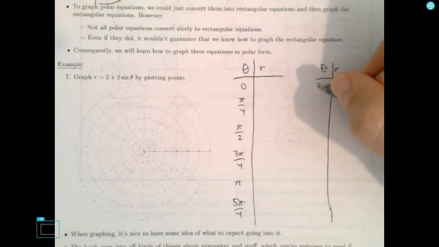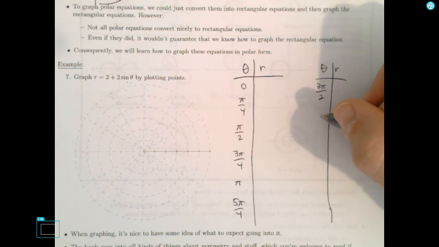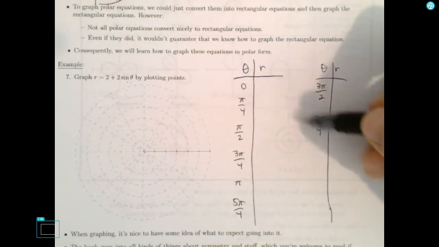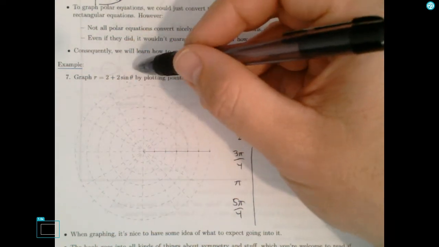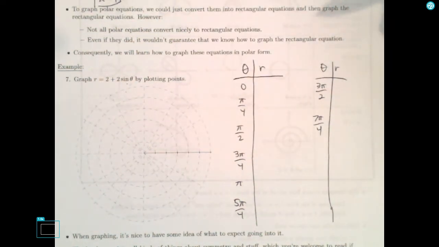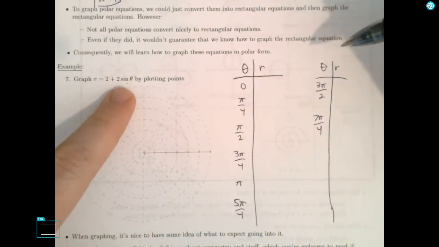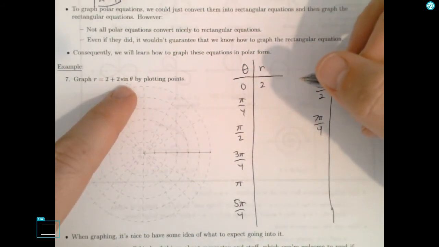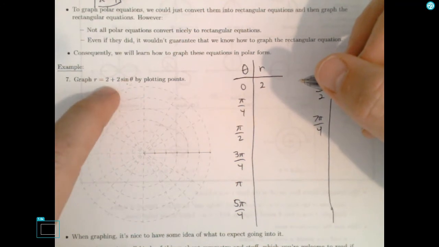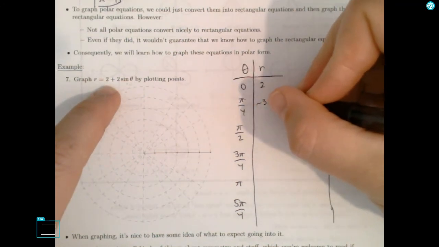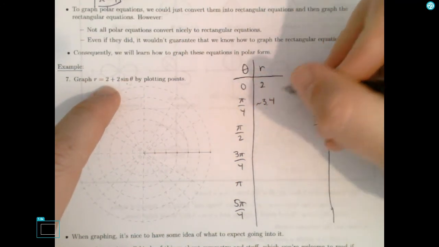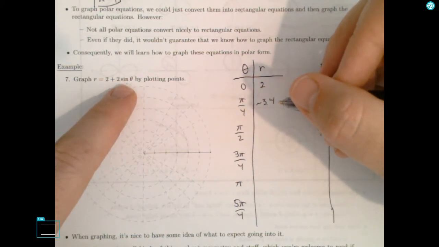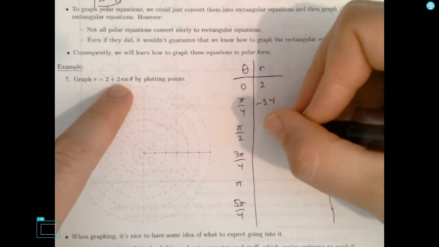3 pi over 2. And 7 pi over 4. And then that gets me back to 2 pi, which should give me the same value as 0, since sine of 2 pi equals sine of 0. So let's see. Sine of 0 is 0, so this should be 2. Sine of pi over 4 is root 2 over 2, so this is 2 plus root 2, so it's like 3.4-ish. Sine of pi over 2 is 1, so this should be 2 plus 2, which is 4.